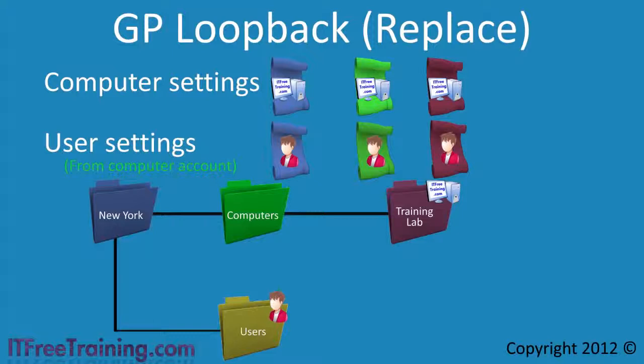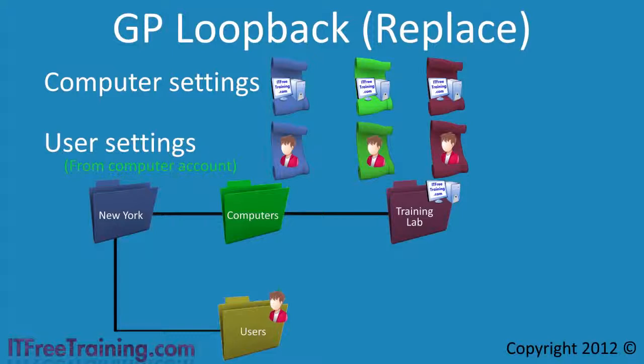Once the computer side of group policy has been applied, the next step is to apply the user side of group policy. Normally this would be done based on where the user account is located in Active Directory. When loopback replace mode is configured, the user side of group policy is obtained from the location of where the computer account is located. As you can see here, essentially loopback processing in replace mode would give you the same result as having the user and computer account in the same location in Active Directory.